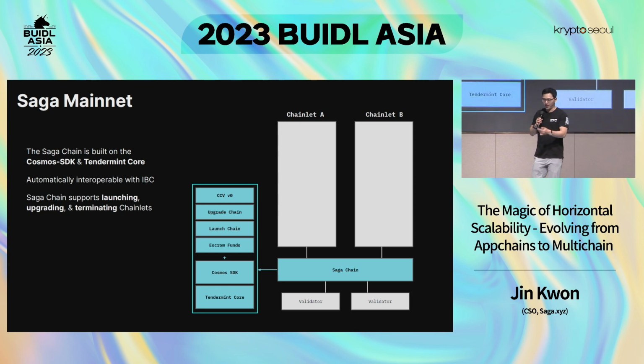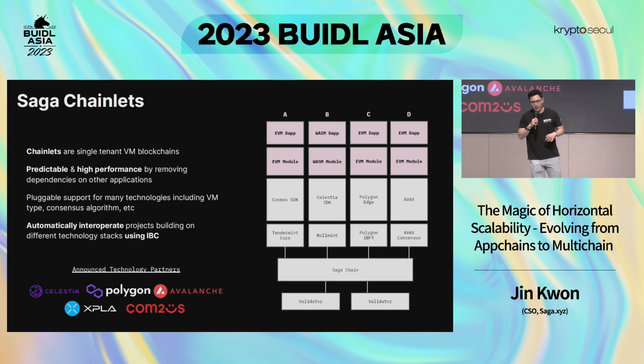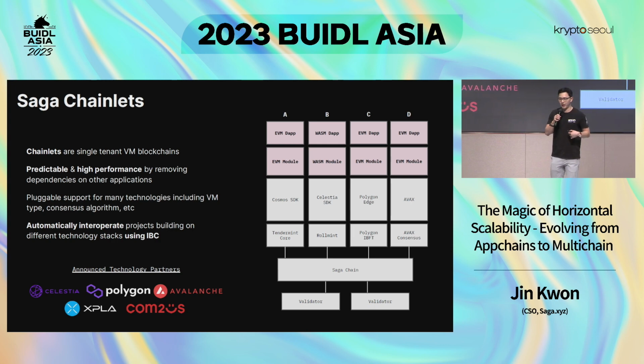Saga Chain supports launching, upgrading, and terminating of these chainlets. What are chainlets? Chainlets are single-tenant VM blockchains. Essentially, it's a highly configurable way to launch a different kind of app chain. The first chain that we support is a Cosmos-based EVM chain, so any EVM-compatible chain can launch a chain using Saga.